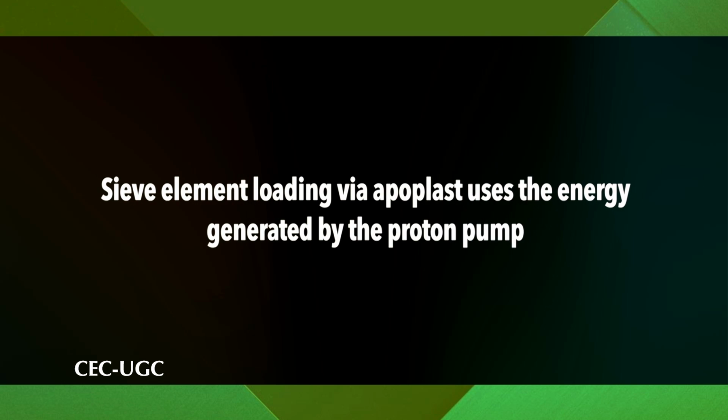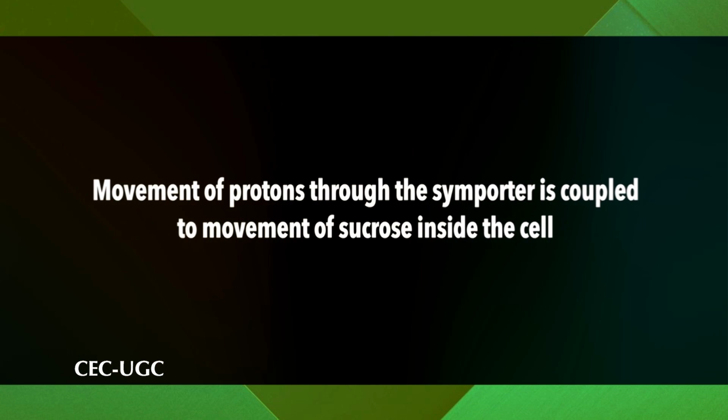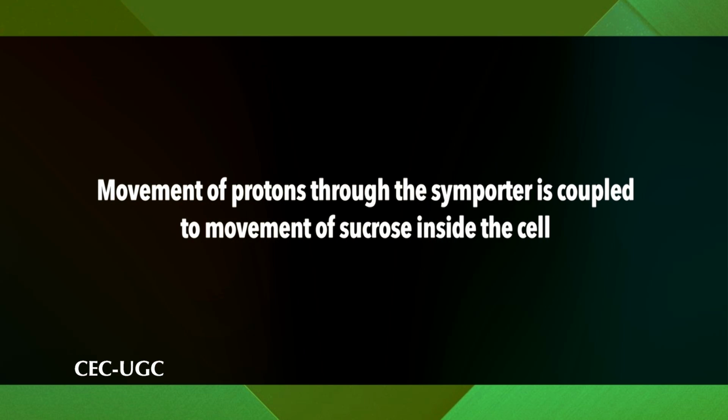Sieve element loading via apoplast uses the energy generated by the proton pump. Therefore, sugar loading through the sucrose H+ symporter is a secondary active process. The movement of protons through the symporter is coupled to the movement of sucrose inside the cell.